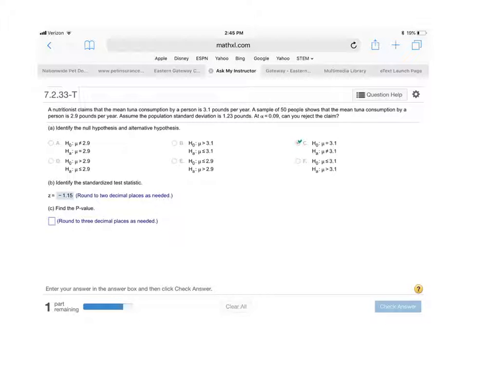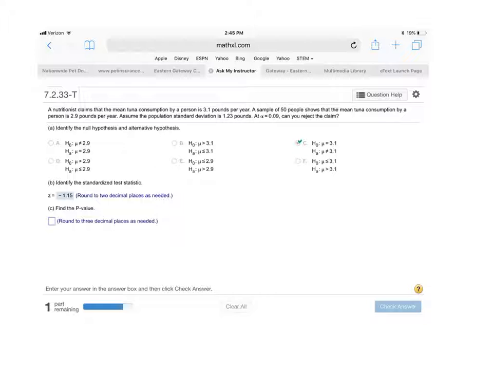In exercise 7-33, we're asked to determine the p-value here in part C, which is the part that a student is asking me about, given the test statistic equal to z of negative 1.15.